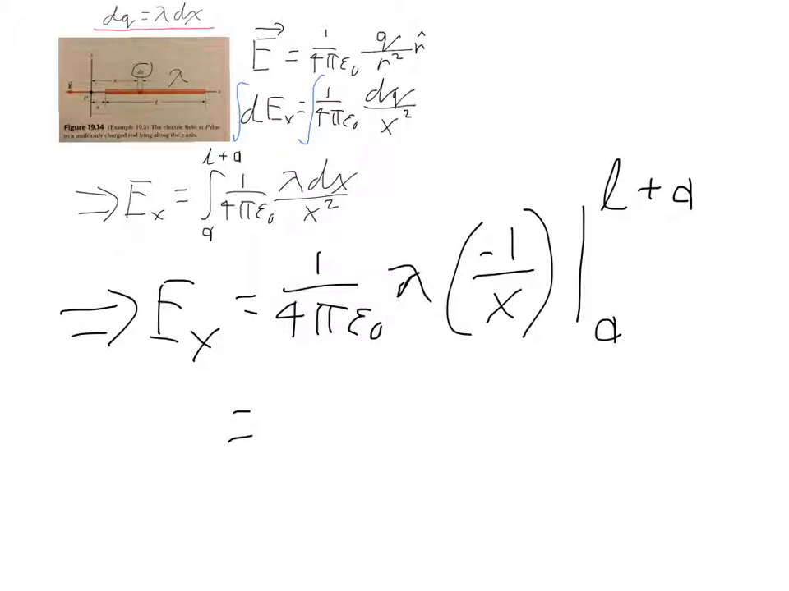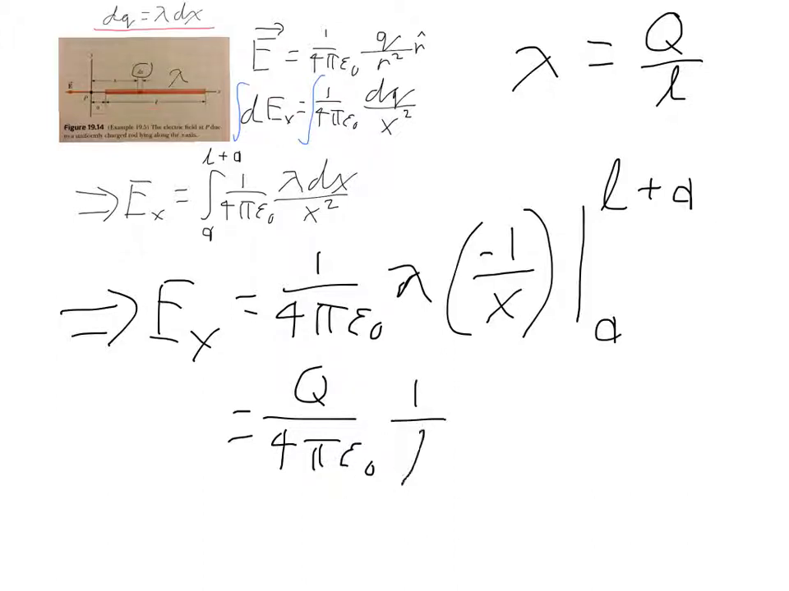And I'm also going to now replace lambda with its definition. Remember, we said that lambda, the linear charge density, is equal to the entire charge divided by the length of wire that we are going over. So if I do that, I'm going to get Q over 4 pi epsilon naught, 1 over the length, and then multiplying by what happens when we plug in our limits. When we do that, we get 1 over A minus 1 over L plus A. And if we actually try to add these two fractions together, get common denominators, we're going to find a factor of L in the numerator that gets canceled out by that factor of L from the electric charge that I showed before.